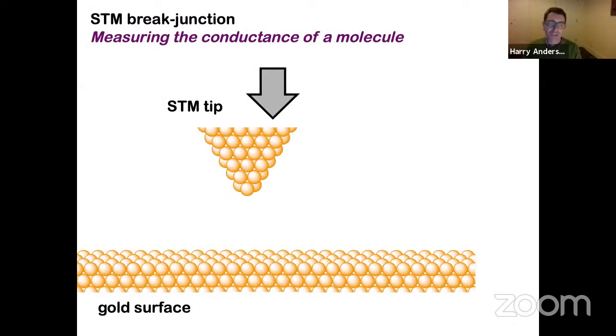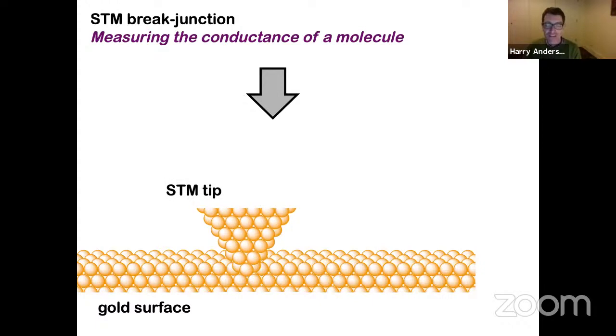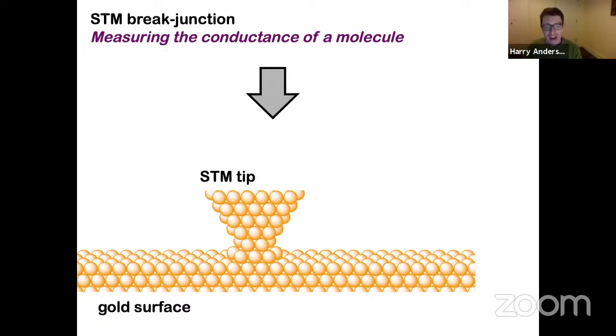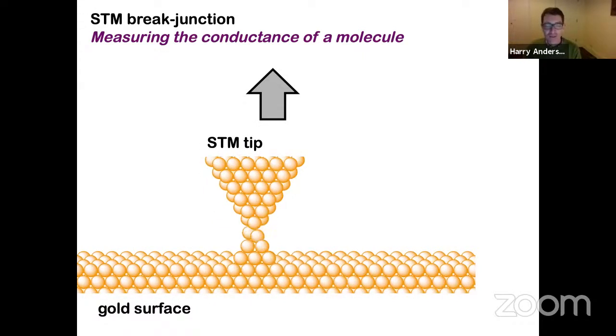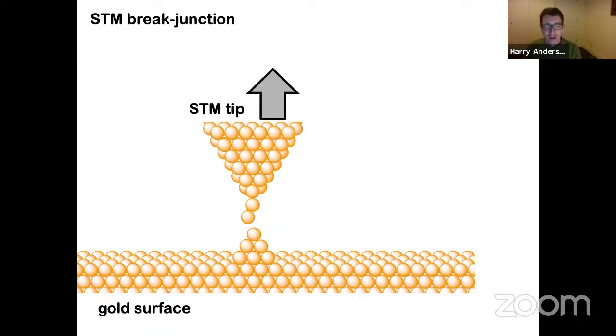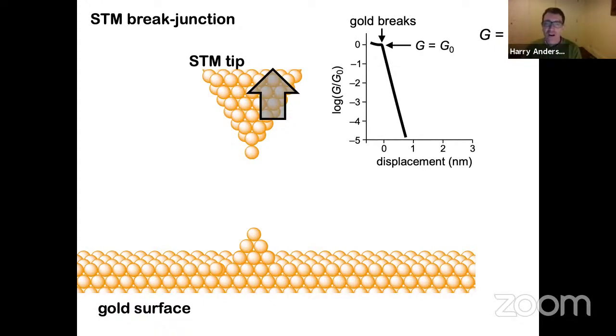So how this works is that you have a gold surface and a gold STM tip, and you bring the tip down onto the surface and actually just crash it into the surface so they weld together. And then you pull the tip away from the surface, and you tend to string out some gold atoms, and then it breaks. And if you apply a potential between the tip and the surface, you can plot the conductance, or in this case, the log of the conductance, against the distance as that tip moves away from the surface.